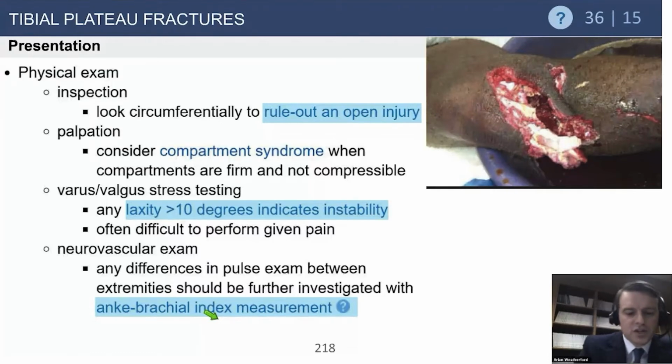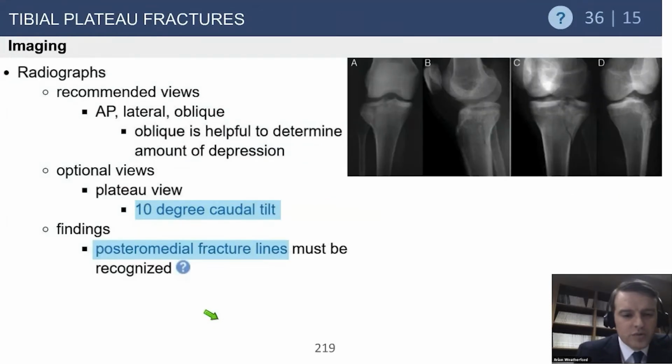Neurovascular examination, as we talked about, Schatzker type 4 injuries. Any differences in the pulse merits further investigation with an ankle brachial index. And again, in the Schatzker 4 injury, you want to maybe consider that right off the bat.